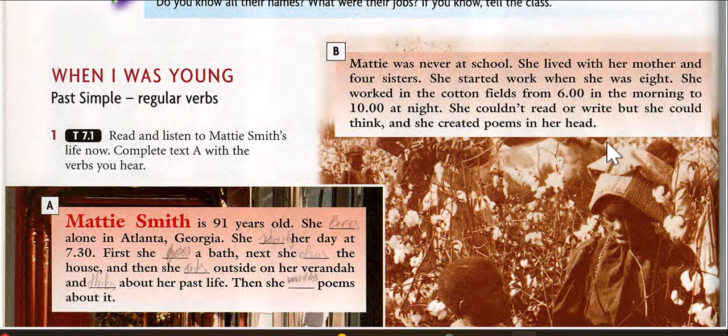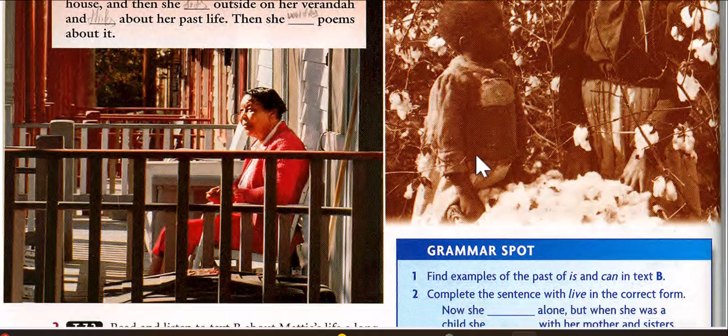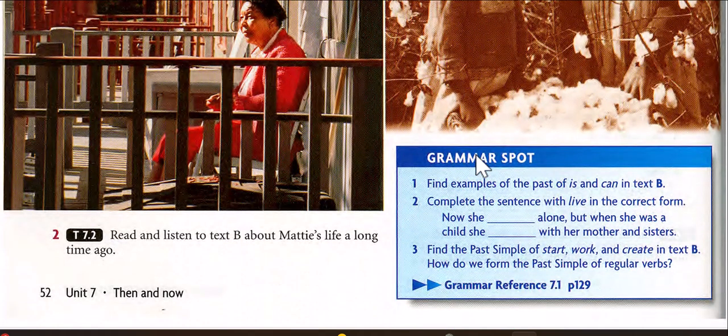When you see this passage, all the verbs denote past form. Matty was, past tense; lived, past tense; started, past tense. Again here was; worked, past tense. She couldn't, past tense negative; could, past tense; created, past tense. Okay, so let us see the grammar part.